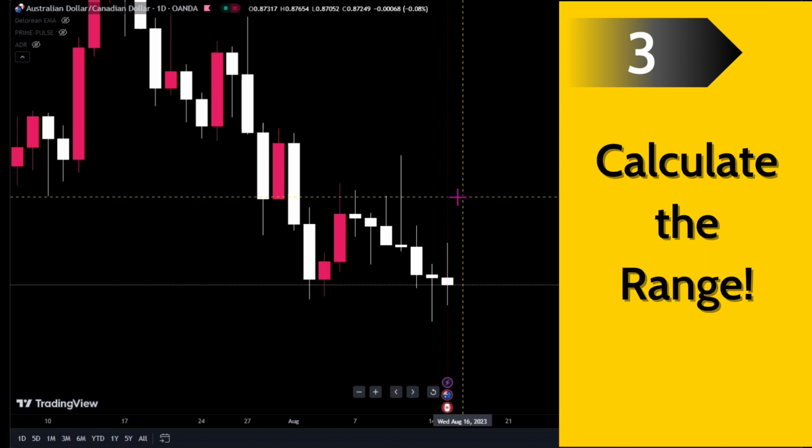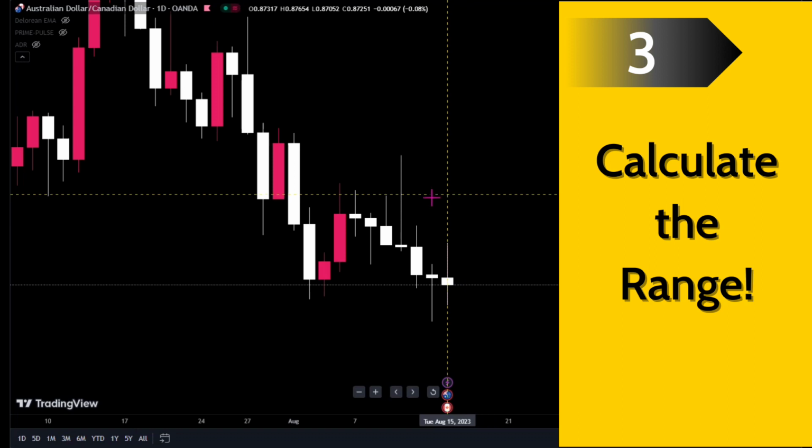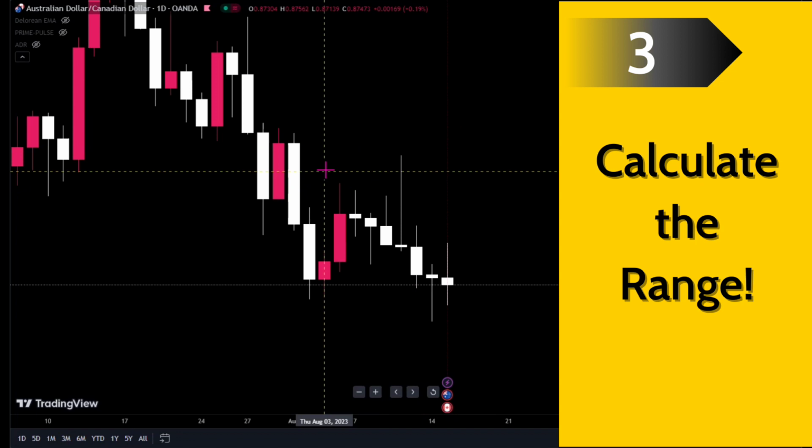For each day, you subtract the lowest price from the highest price. This is gonna give you the range for the day. How much did the price move up and down during that specific day? Now, remember in our example, we're doing this for 10 days. So you do that for 10 candles on the daily time frame.